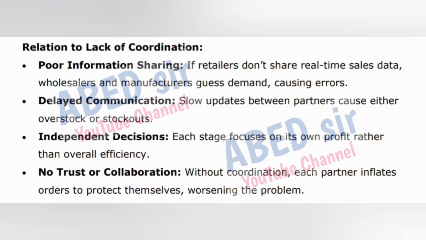Relation to lack of coordination. Poor information sharing. If retailers don't share real-time sales data, wholesalers and manufacturers guess demand, causing errors. Delayed communication. Slow updates between partners cause either overstock or stockouts. Independent decisions. Each stage focuses on its own profit rather than overall efficiency. No trust or collaboration. Without coordination, each partner inflates orders to protect themselves, worsening the problem.